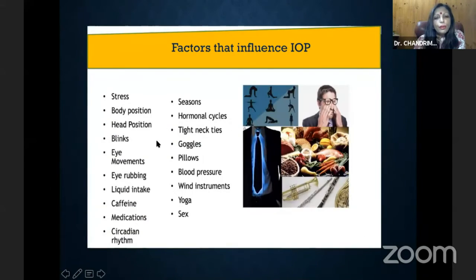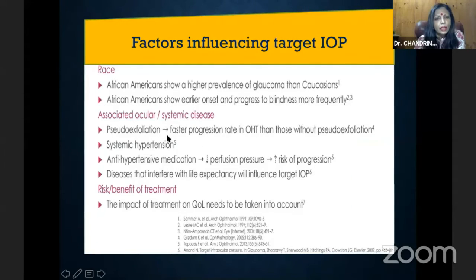So the factors which influence intraocular pressure, you can see starting from sex right down to a lot of things that are there which influence intraocular pressure. So it is a difficult thing to set a target IOP actually. As we know, it's your race which makes a difference. African Americans show a higher prevalence of glaucoma than Caucasians, and associated ocular and systemic diseases like pseudoexfoliation, systemic hypertension, and antihypertensive medications, these all contribute to the intraocular pressure.